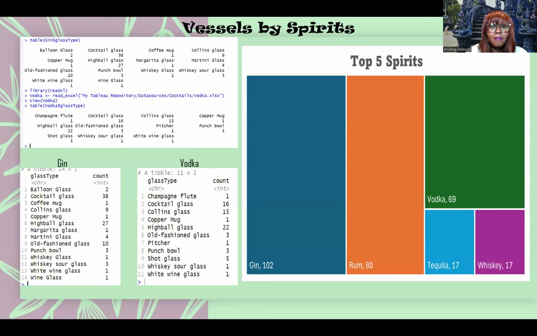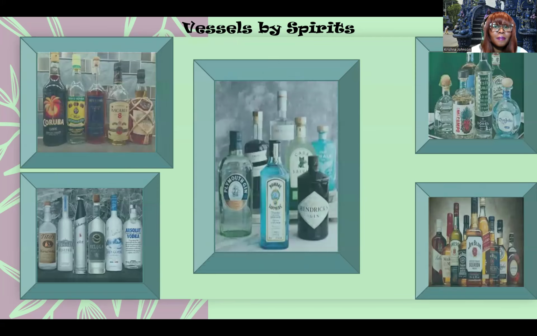And while I was still looking at vessels, I wanted to see what their relation was to the top spirits in the categories. And we see here that gin, rum, vodka, tequila, and whiskey wound up being our top 5 most used spirits in the recipes. And I just kind of organized them by their vessel counts.